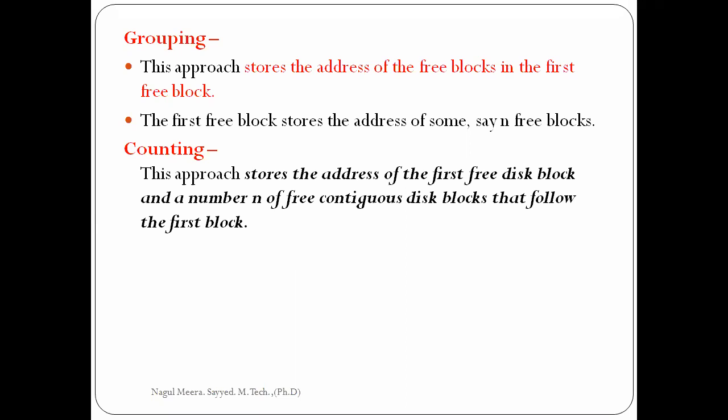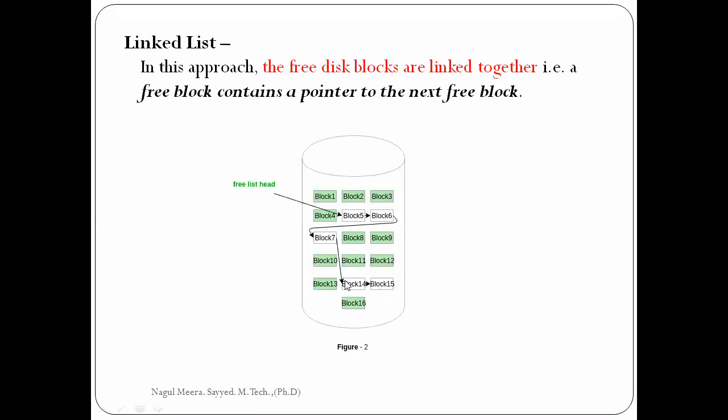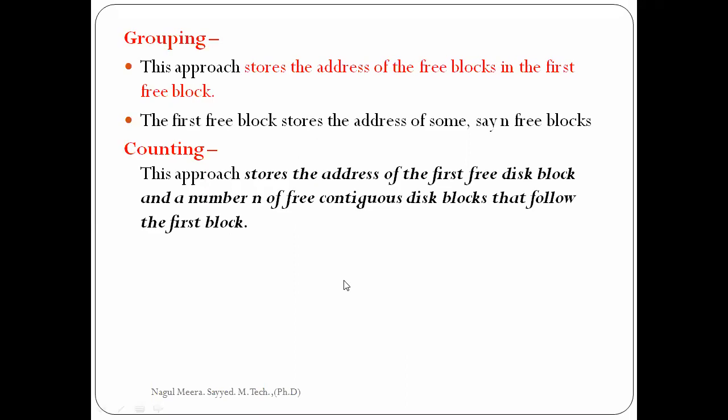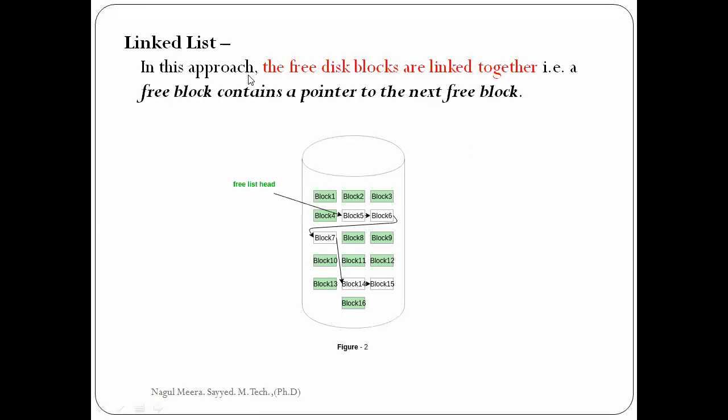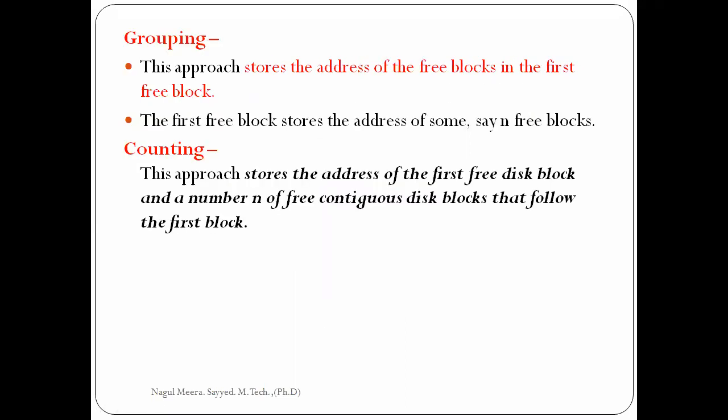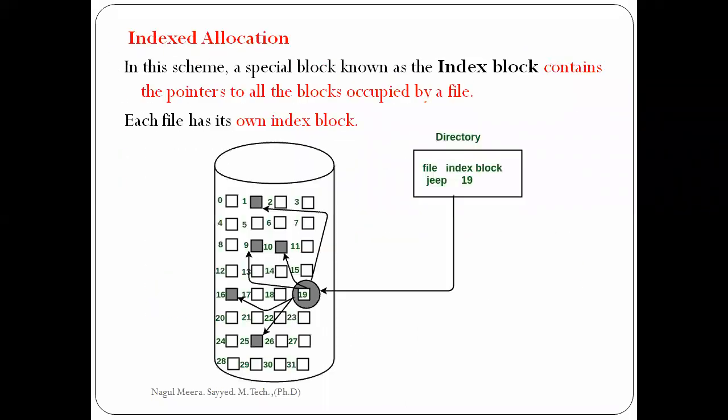What is the meaning of this? For example, look at this diagram. It looks like a linked list. What it says is to store the addresses of all the free blocks in the first free block. So it looks like this, like indexed allocation. What happened in indexed allocation? The first block consists of all the remaining blocks.